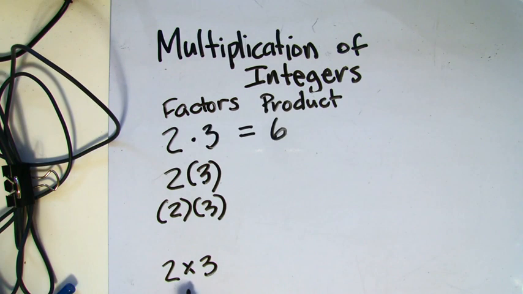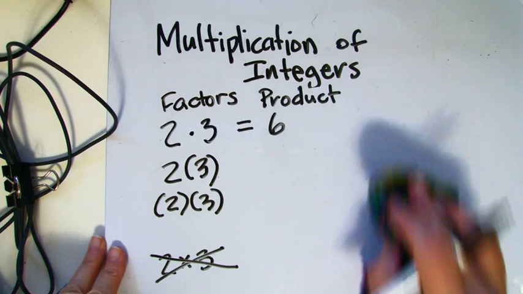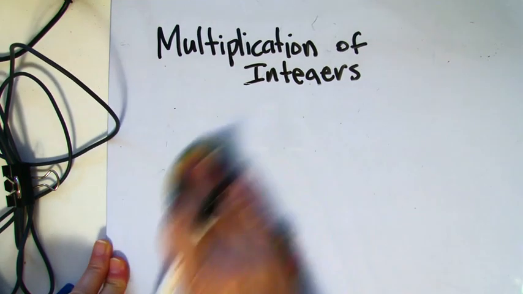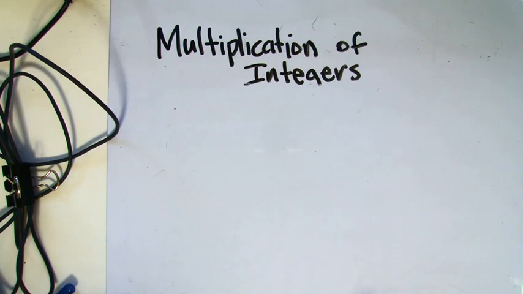In Math 1, we use the X to indicate multiplication, but because this quarter we will be looking at variables, this can sometimes be confusing. So don't do it this way. Let's look at some rules for multiplication.